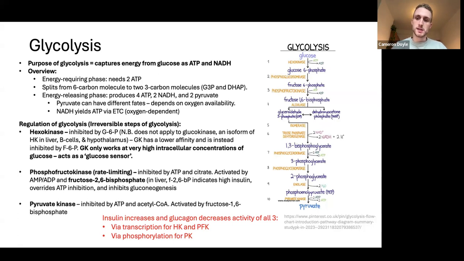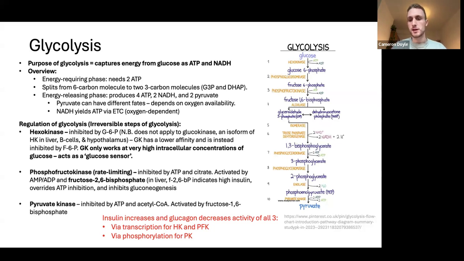The overall process is that you're converting a 6-carbon glucose molecule into two 3-carbon molecules of, well, it says here glyceraldehyde 3-phosphate and dihydroxyacetone phosphate. And then you're going through further processes to produce molecules of pyruvate, which can then enter the citric acid cycle, which we won't really talk about in this one because I think that's more related to mitochondrial metabolism and oxidative phosphorylation.